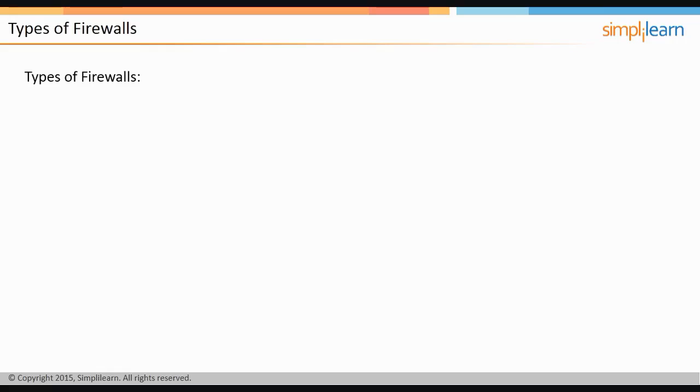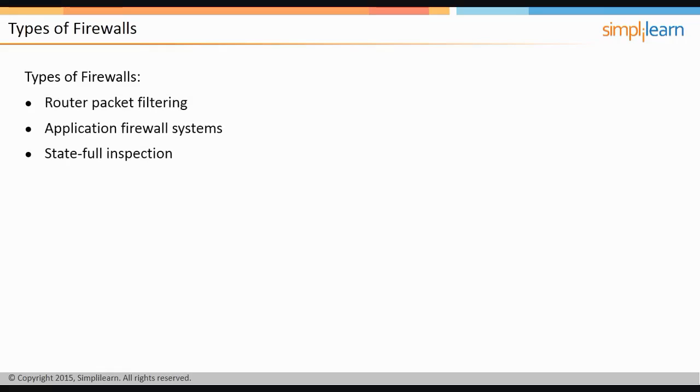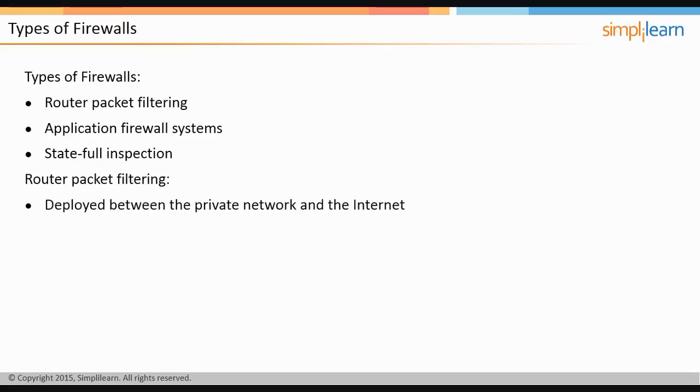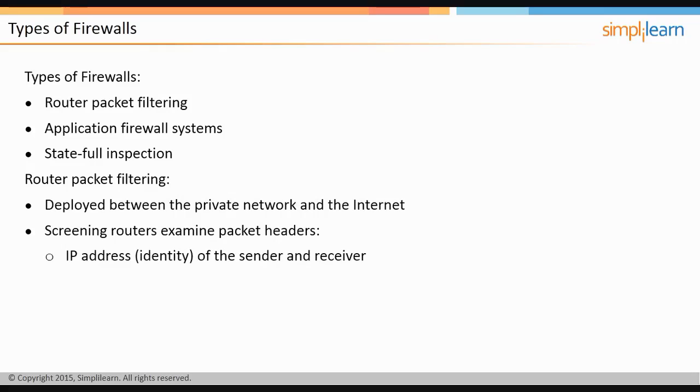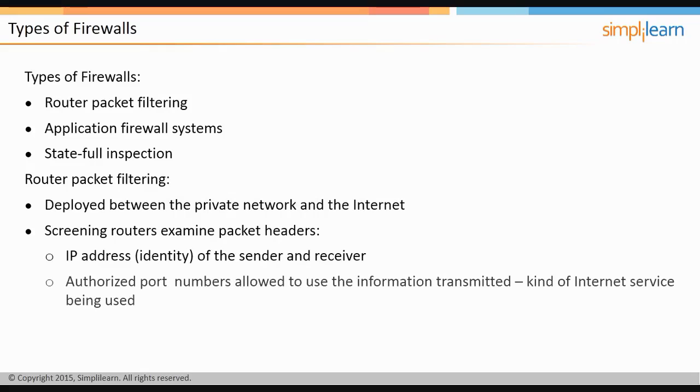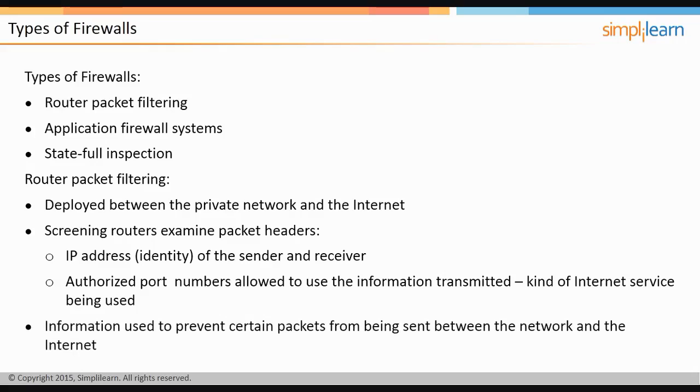The types of firewalls are router packet filtering, application firewall systems, and stateful inspection firewalls. Router packet filtering firewall is deployed between the private network and the Internet. Screening routers examine packet headers to ascertain the IP address, the identity of the sender and receiver, and the authorized port numbers allowed to use the information transmitted, the kind of Internet service being used. This information is used to prevent certain packets from being sent between the network and the Internet.